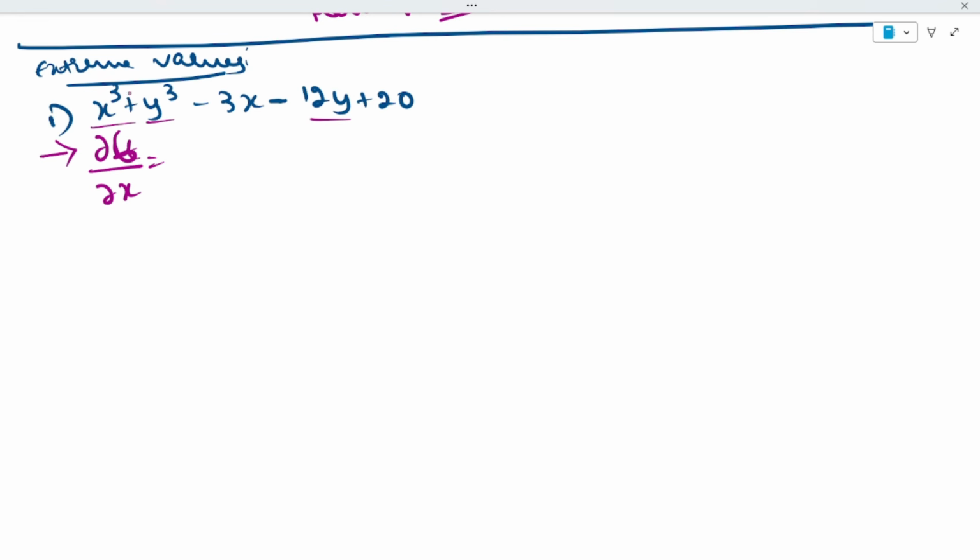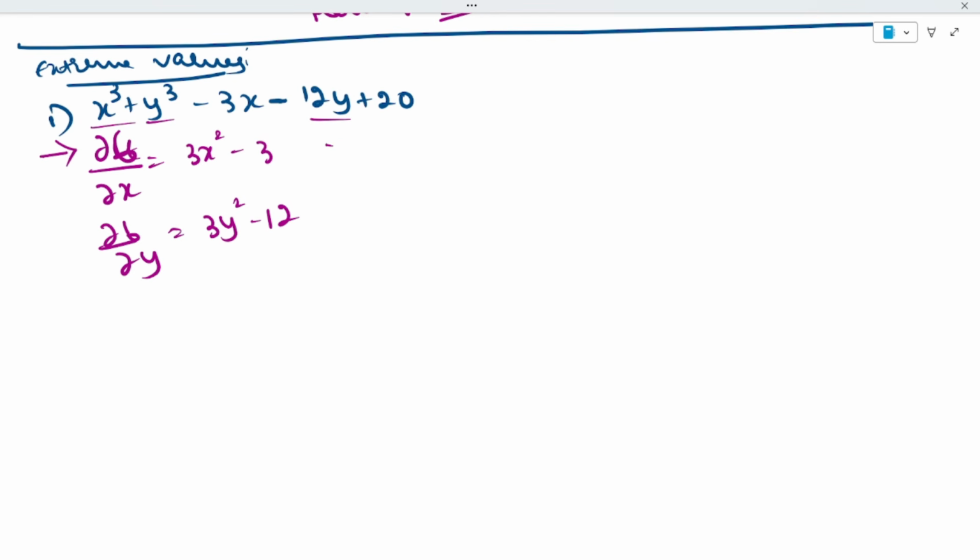Now you should see where all the particular terms are. X cube differentiation is 3x square. 3x with respect to x will be 3. Next is del f with respect to y. If you do that, it will be 3y square minus 12 again.